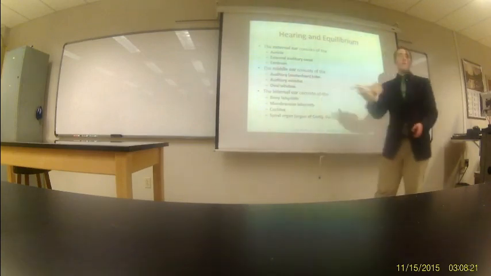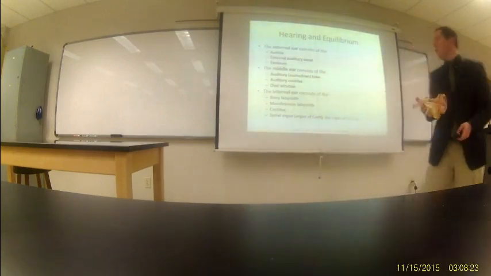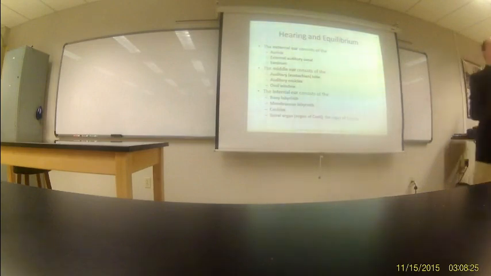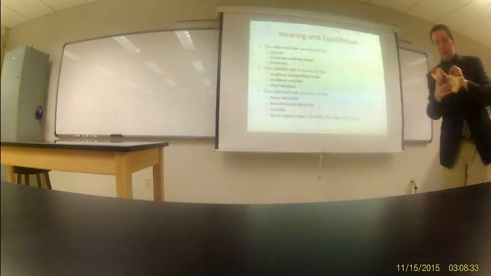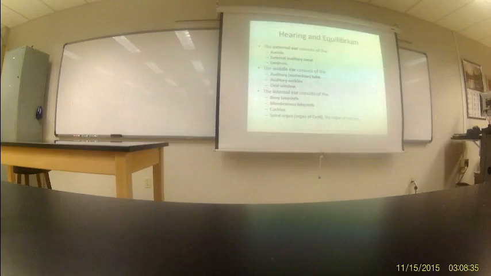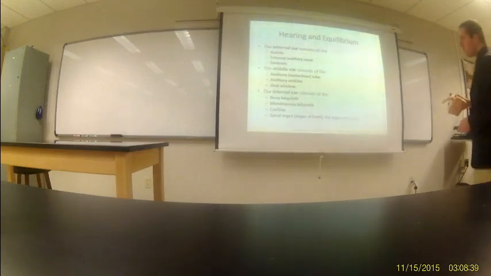The middle ear has the eustachian tube, which is also the auditory tube. There are the auditory ossicles, which are these little bones in here. And then there's the oval window. It's small, you can't see it on here from where you are. We'll see it on a diagram up here.